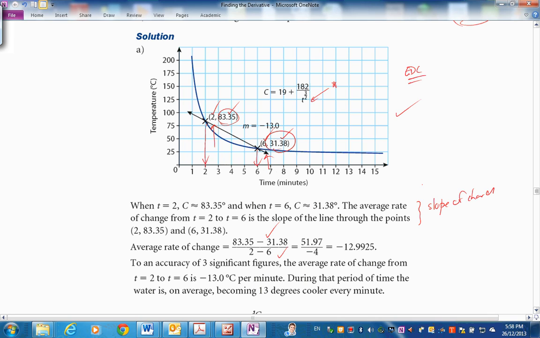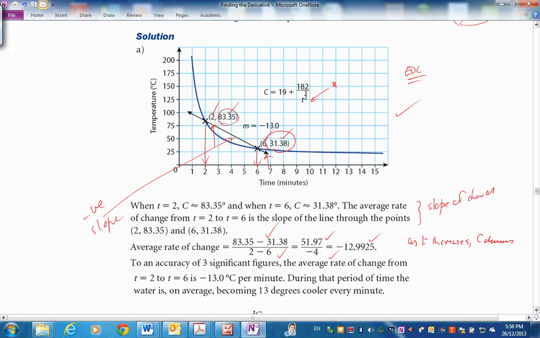Y step on x step. So this is negative 12.9925. Well, that agrees, because see this chord? It's got a negative slope, hasn't it, moving that way. As x increases, or t increases, as t increases, c decreases. So it is a negative rate of change.